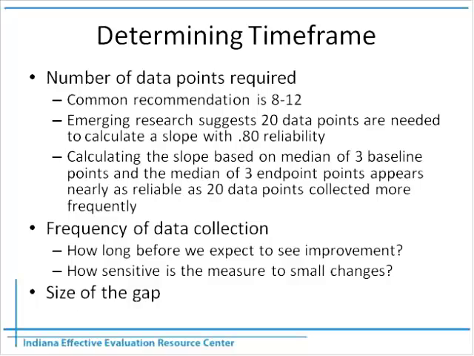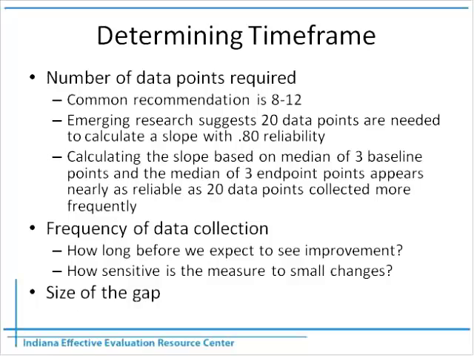With regard to determining the time frame required for intervention, one thing that's important to consider is the number of data points that's required to make a reliable decision. The common recommendation over the past several years has been that about 8 to 12 progress monitoring data points are needed. There's actually some emerging research that closer to 20 data points are needed to calculate a slope of improvement or a rate of improvement with a reliability of 0.80, which approaches the reliability that you would want to see out of a measurement tool when used in a high-stakes decision. If we collect only about 8 to 12 data points, we see that the reliability really isn't high enough because the error in each data point and in the slope really is too high.